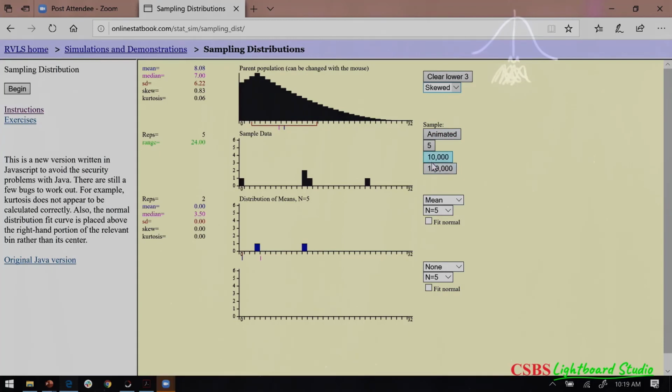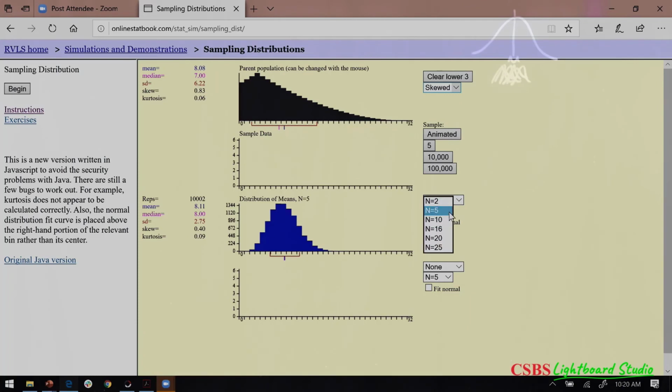And even if I did this 10,000 times, you'll notice that this distribution of all the means still has a sort of fat right tail. It still looks fairly skewed, a little bit skewed relative to this side. So if I have a parent population that is skewed, the sampling distribution of the mean will also be skewed if my n is small. If my n is about 5, it's going to be a problem.